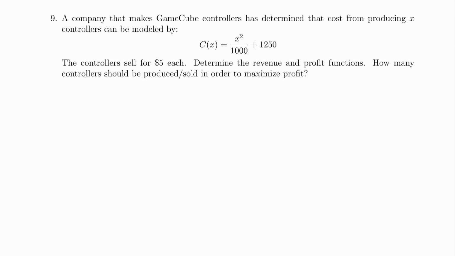And one last problem here, number 9. A company that makes GameCube controllers has determined that the cost from producing X controllers can be modeled by C of X equals X squared over 1,000 plus 1,250. The controllers sell for $5 each. We want to determine the revenue function and the profit function, and we want to know how many controllers should be produced or sold in order to maximize profit.